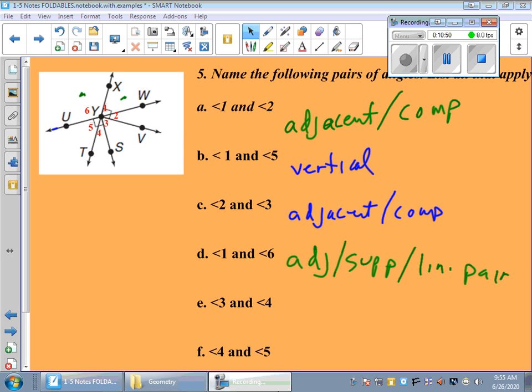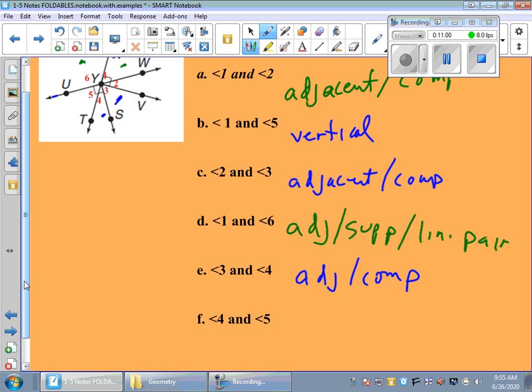Next we go to 3 and 4. Here's 3 and here's 4. Again, adjacent and complementary. That's not always the case, but in this example, for 3 and 4 you have to go to the opposite here. You see that this is 90 because this is a straight line. Last one here is 4 and 5, and that one's easier because it's already in the square. So adjacent and complementary.